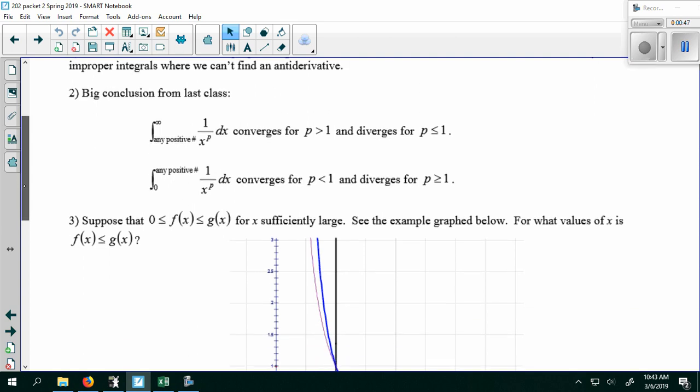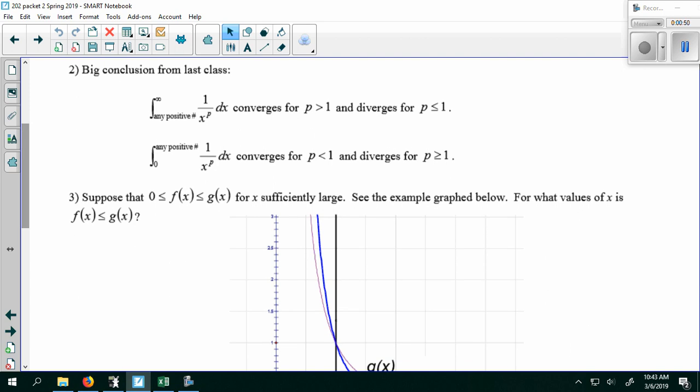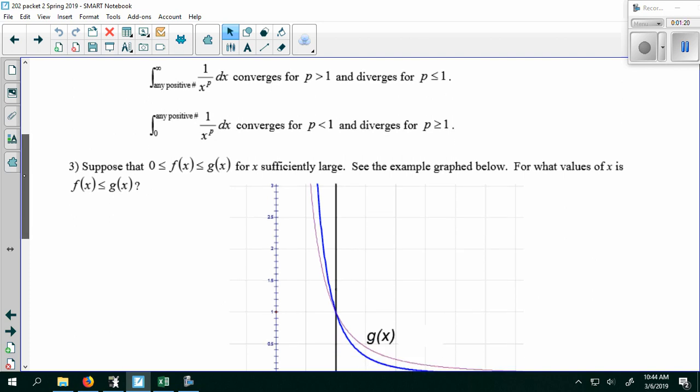So our big conclusion from last class, you worked on several activities that led us to this conclusion. If you integrate from any positive number to infinity of 1 over x to the p dx, that converges when p is bigger than 1, and it diverges when p is less than or equal to 1. But it's the opposite if you integrate from 0 to a positive number. 1 over x to the p dx converges when p is less than 1 and diverges for p greater than or equal to 1. So we're going to be using that a lot today.